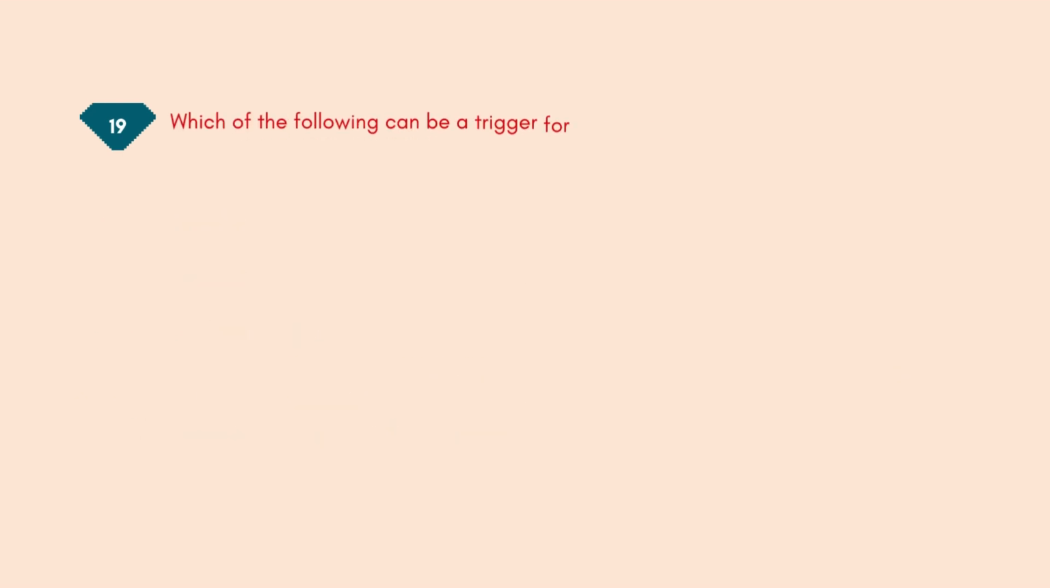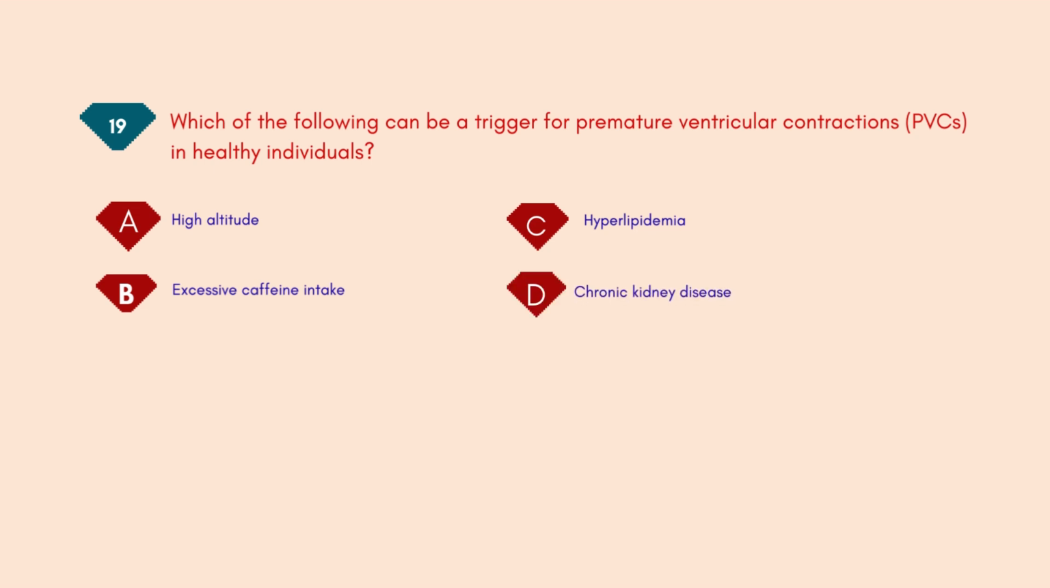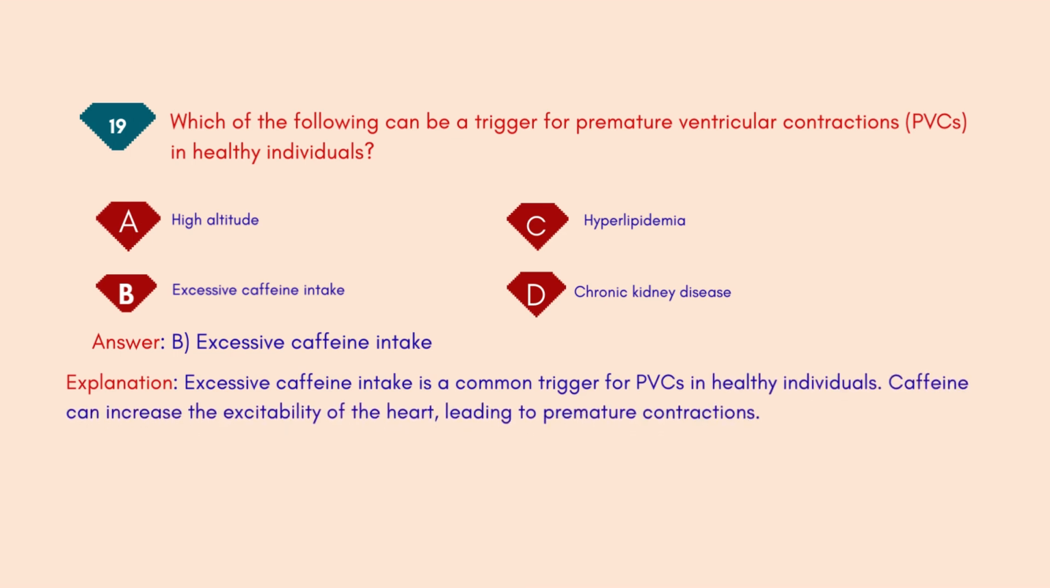Which of the following can be a trigger for premature ventricular contractions, PVCs, in healthy individuals? A. High altitude. B. Excessive caffeine intake. C. Hyperlipidemia. D. Chronic kidney disease. Answer: B. Excessive caffeine intake. Explanation: excessive caffeine intake is a common trigger for PVCs in healthy individuals. Caffeine can increase the excitability of the heart, leading to premature contractions.